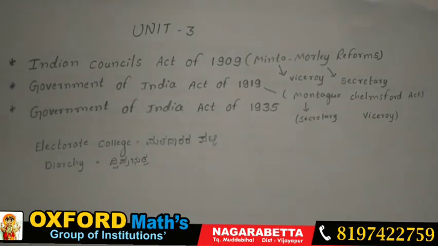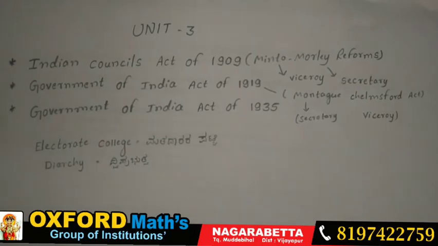So let us continue the Unit 3 lesson, the impact of British rule on India. Already in this lesson, we have discussed some constitutional developments, how they took root in India during the British administration. Among that, we have discussed the Regulating Act, Pitt's India Act, Charter Act of 1833, the Government of India Act 1858, Indian Councils Act of 1861, and Indian Councils Act of 1892.